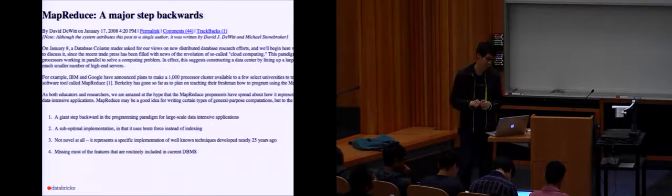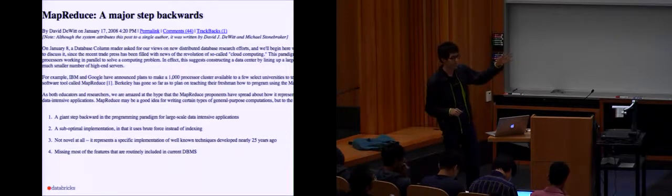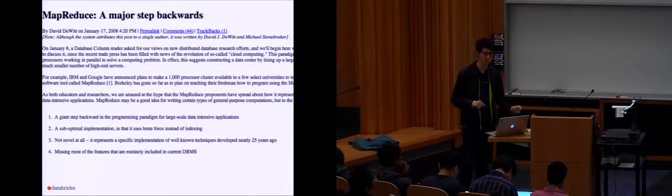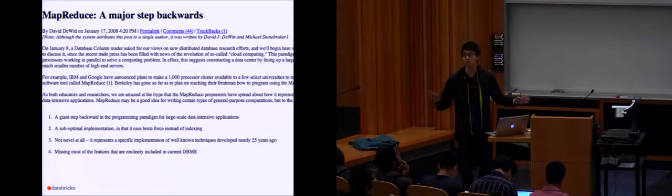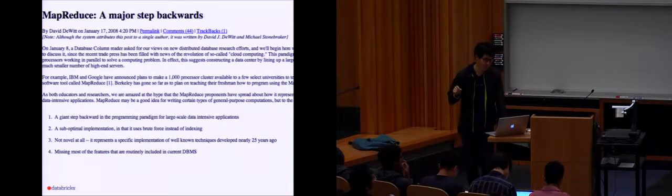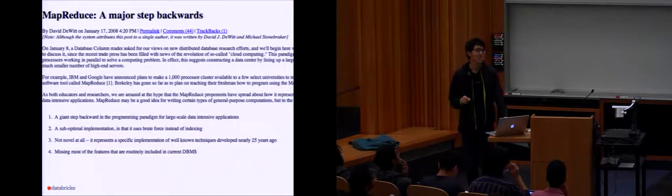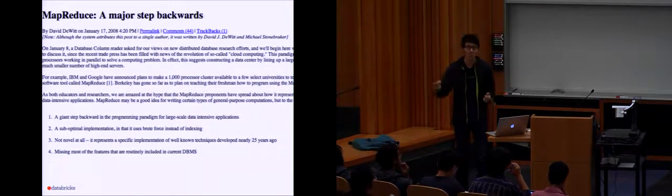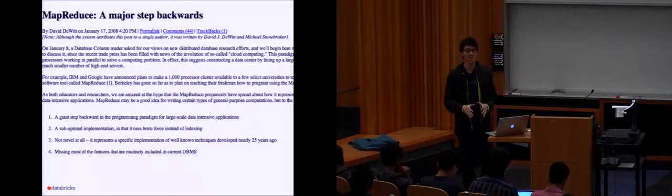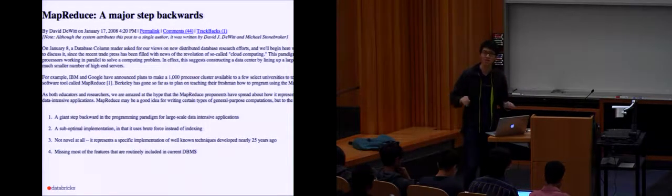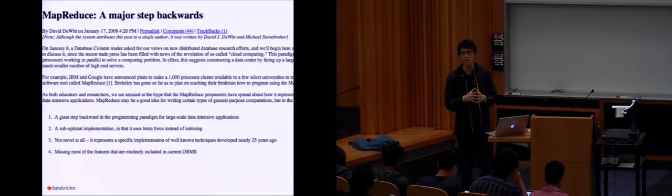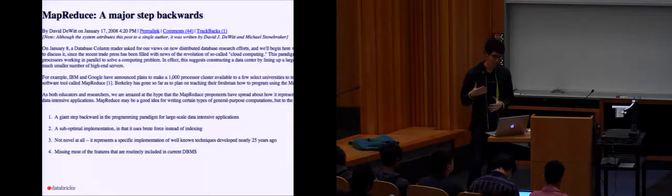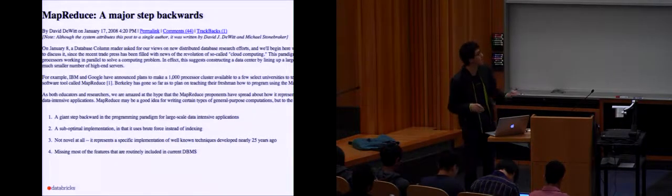David DeWitt is a guy from Wisconsin who has also done a lot of the foundational work in parallel database systems. Back in 2008, they jointly wrote a blog post, which you can no longer find, called "MapReduce: A Major Step Backwards." Essentially, the high-level idea is that this MapReduce thing is really stupid. We in database systems have done it all, and this is a strict subset and a much inferior implementation of databases. And they gave more reasons that I'll come back to.